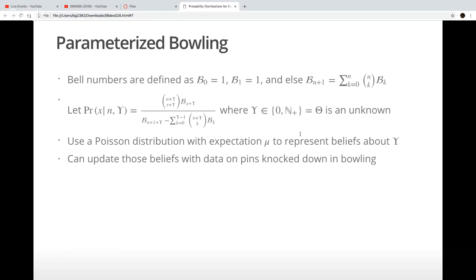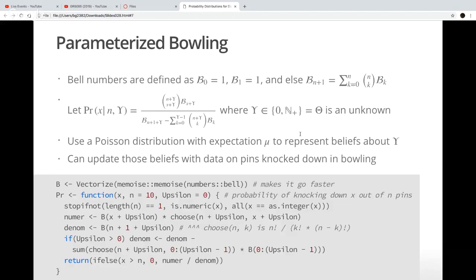So you might ask, well, how would I choose mu in the Poisson distribution to represent my beliefs about upsilon before I see the data on this person bowling, especially considering that y'all didn't really know what upsilon was 3 minutes ago? That seems like a challenge. Oh, and we could implement what I said before with R code. You don't need to copy that down. The choose function in R is just choose(n, k).